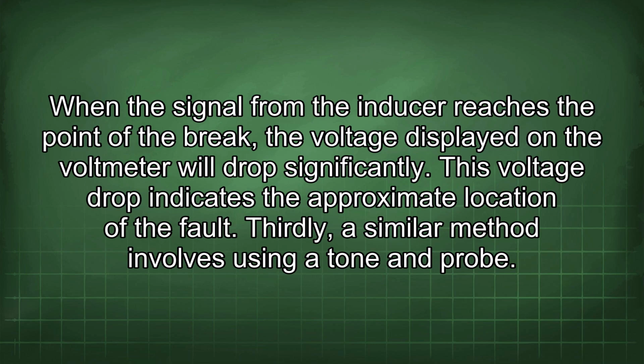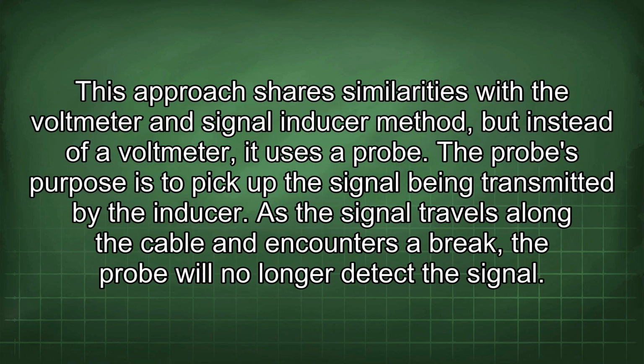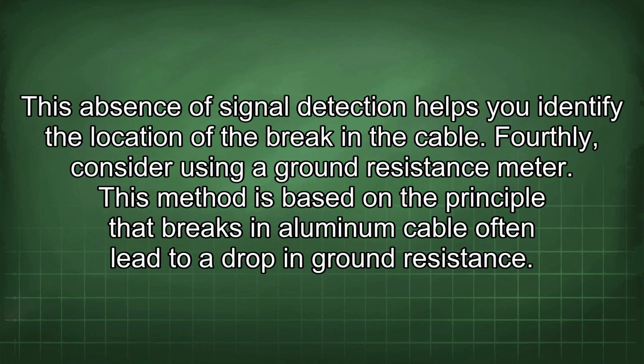Thirdly, a similar method involves using a tone and probe. This approach shares similarities with the voltmeter and signal inducer method, but instead of a voltmeter, it uses a probe. The probe's purpose is to pick up the signal being transmitted by the inducer. As the signal travels along the cable and encounters a break, the probe will no longer detect the signal. This absence of signal detection helps you identify the location of the break in the cable.